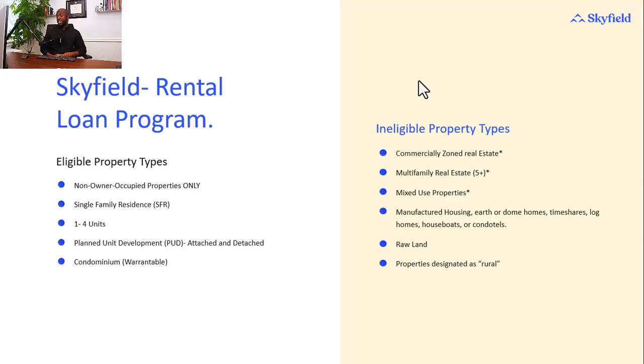Let's talk a little bit about ineligible property types. So commercially zoned properties are not going to be eligible for this loan product. Multifamily real estate, so 5 units or more, does not qualify for this loan product. We do have other types of products that qualify for multifamily real estate, but this specific loan product doesn't. Mixed-use properties don't qualify for this loan product. Again, we do have other products that do. Manufactured housing, earth or dome homes, timeshares, log homes, houseboats, condotels, raw land, and properties designated as rural do not qualify for this specific loan product.